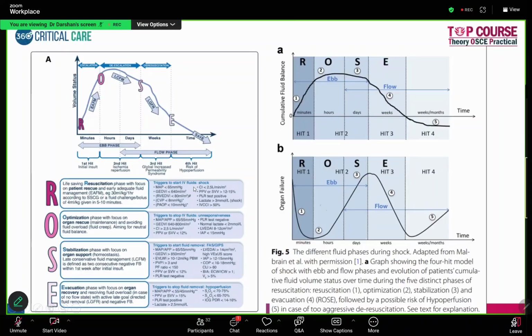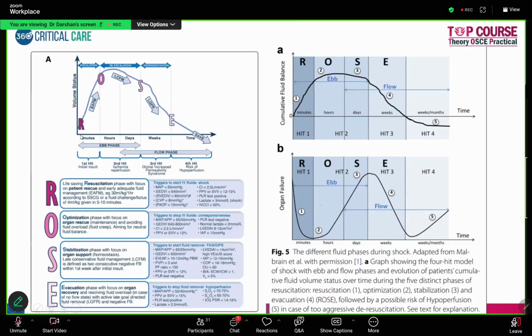So what do we base this on? The triggers for giving fluids would be a positive PPV, a positive PLR test, lactates getting elevated, your IVC collapsibility index being more than 50%, and so on and so forth. So there are triggers that we need to look into along with your MAP target, and then you start early adequate fluid management in R, that is your resuscitative phase of shock. Once this has happened, then we go into the stage of optimization.